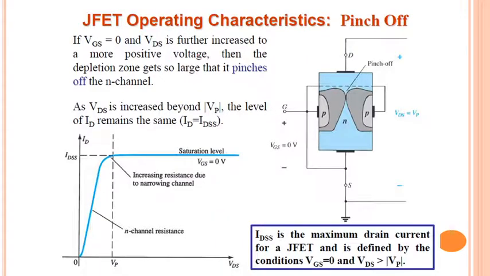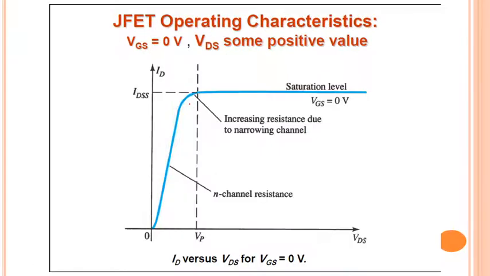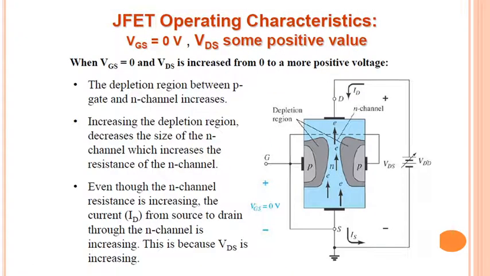Okay, so what will happen? Now what we have done is we have connected the drain terminal of the JFET, junction field effect transistor, to the positive terminal of VDS, and the negative terminal to my source terminal. Then what will happen? The electrons will get attracted. As we are increasing the voltage, more electrons will get attracted, but simultaneously the depletion region is going to be increasing.